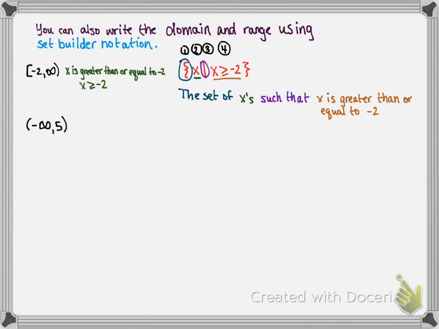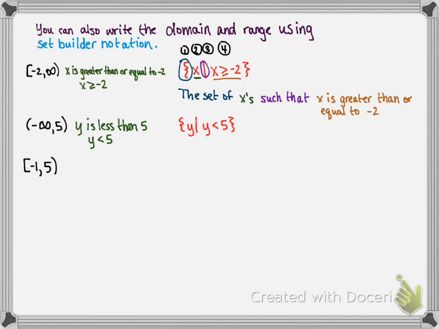Let's look at our second example, -infinity to 5. Remember on the previous slide, we were describing the range using this. So here, y is less than 5 in inequality form. And then in set builder notation, we would write the set of all y's such that y is less than 5.